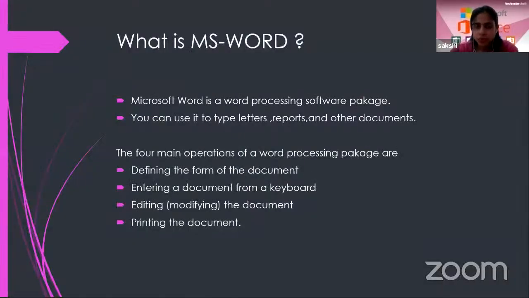Now we are going to discuss the first thing, that is MS Word. What is MS Word? Microsoft Word is a word processing software package. You can use it to type letters, reports, and other documents. The uses here are letters, reports, documents, assignments. For all these purposes, you can use MS Word. The four main operations of a word processing package are defining the form of the document, entering the document from the keyboard, editing the document, and printing the document. These are the things which you are basically doing.